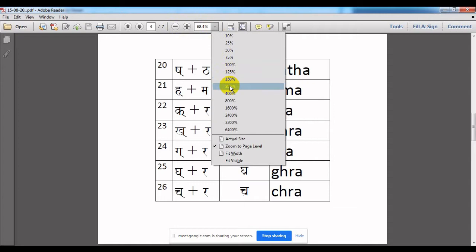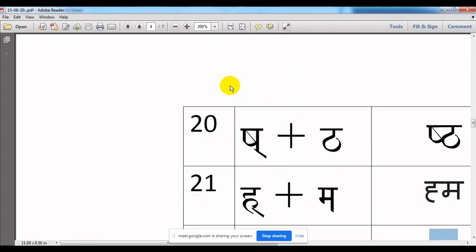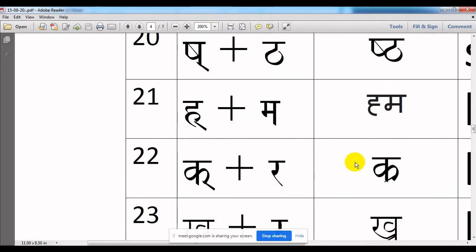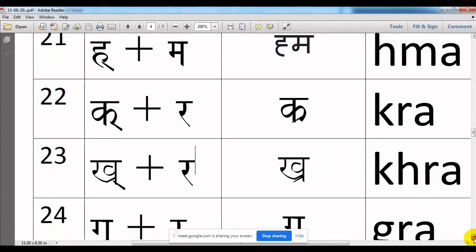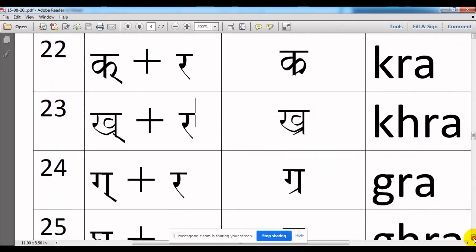Let me increase the size of the page. Maybe you would check how ka is written. See, now is it visible clearly? In ka you can check this cross line is there. See this cross line, you can see my pointer, this cross line. So like this, kra can be written. Next we have khra. So speak akhra. Then number 24, agra.